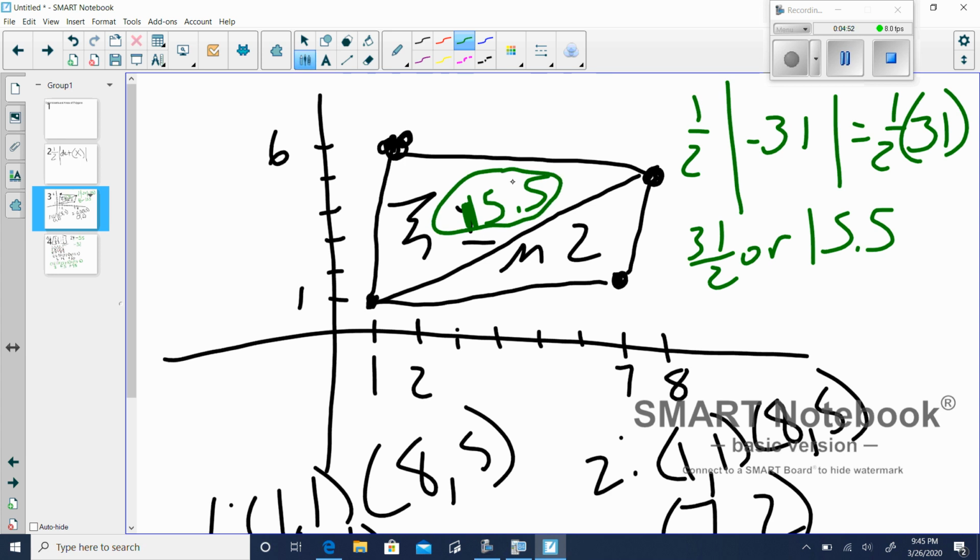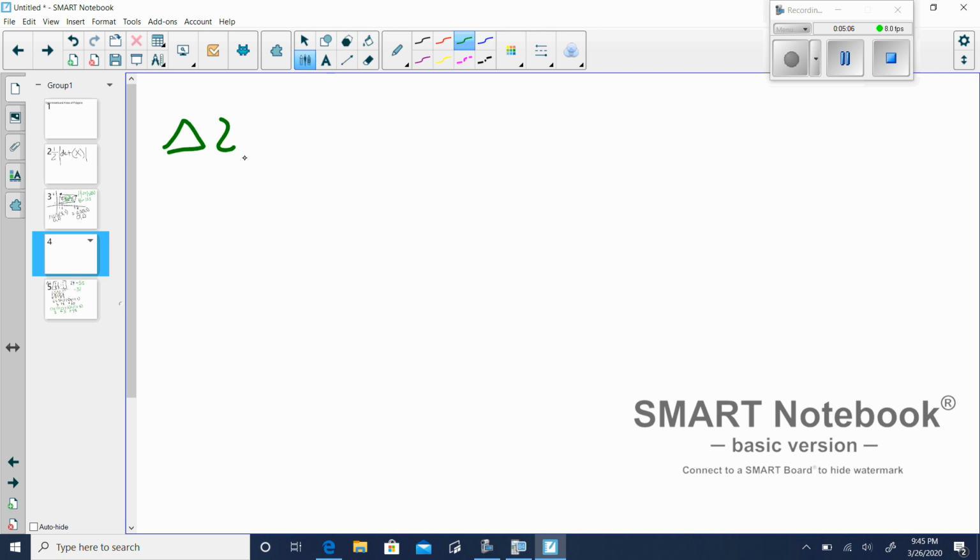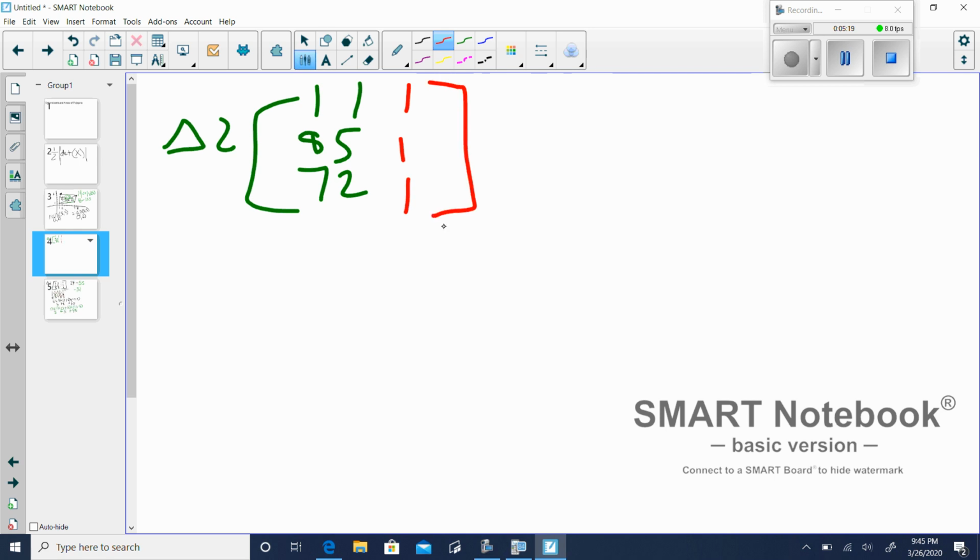We still don't have the full area for the polygon. What we have to do now is calculate the determinant for triangle 2, and then plug that into the formula. So for number 2, we had our 1, 1; we had 8, 5; and we have 7, 2, and our third column is just ones. We repeat the first two columns.